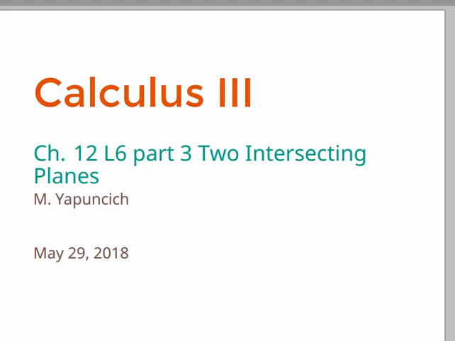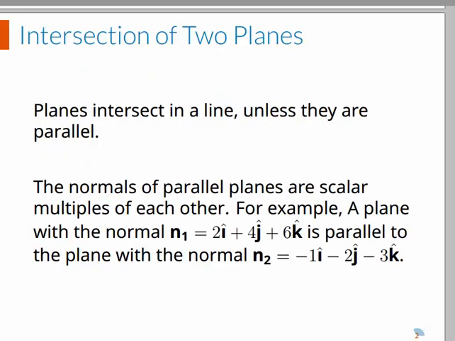In this video, we will look at two intersecting planes. When two planes are parallel, they don't intersect, but if the planes do intersect, then they intersect in a line. And if you want to check that the planes are parallel, look at their normals. If the normals are scalar multiples of each other, as they are in this example, then the planes are parallel. And it doesn't matter if they point in different directions, because -2 is also a scalar.